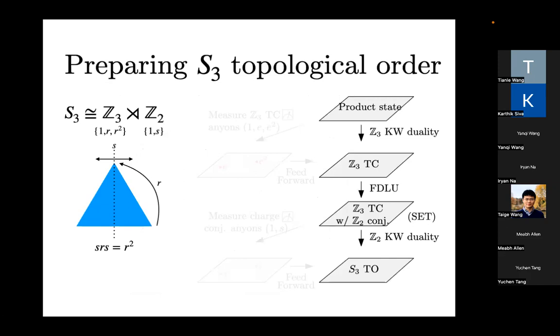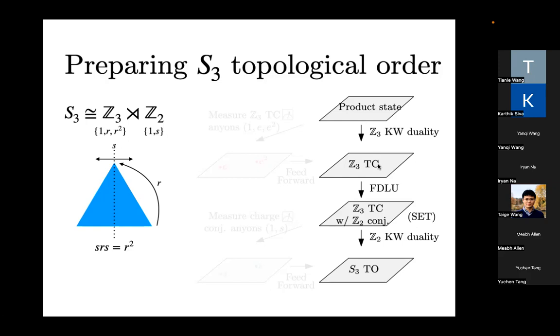S3 is the symmetry of the triangle, given by rotating the triangle as a Z3, and reflection as a Z2. It's non-abelian because these two don't commute. If you reflect, then rotate, it's equivalent to rotating the other direction. So how do we prepare a topological order with this symmetry? Well, we start with the product state. We first gauge the Z3 symmetry and we prepare a toric code.